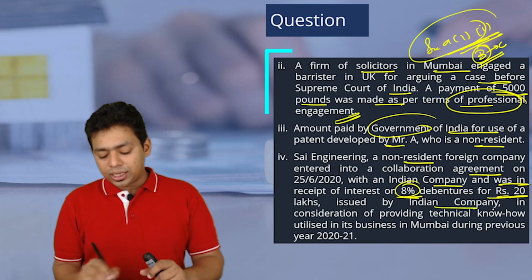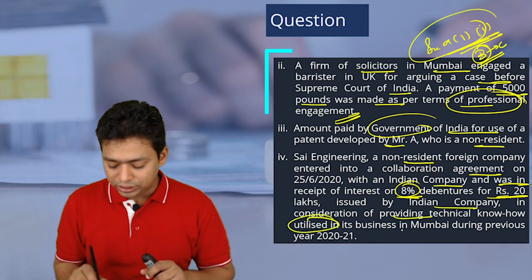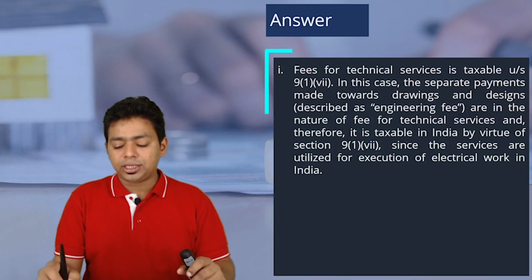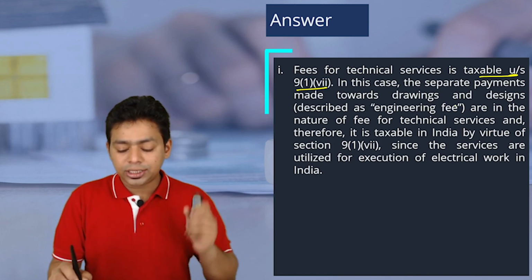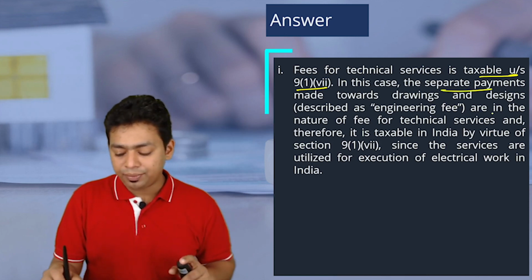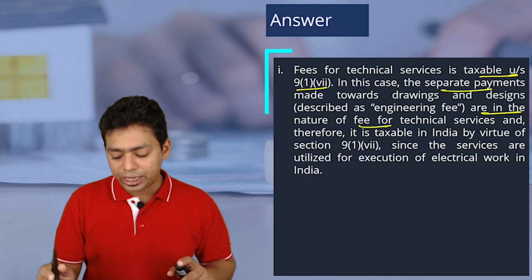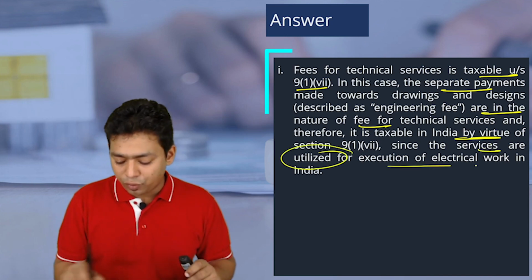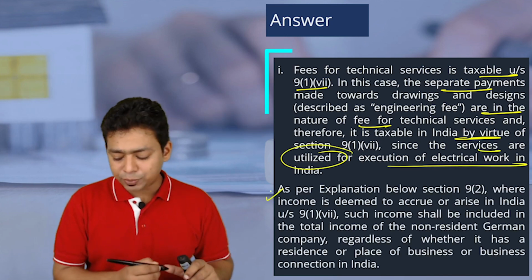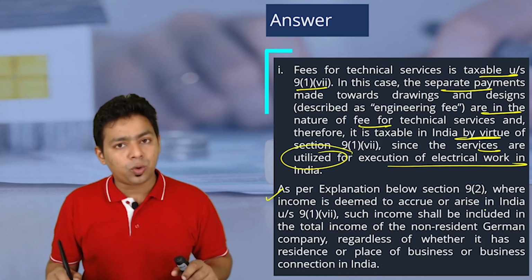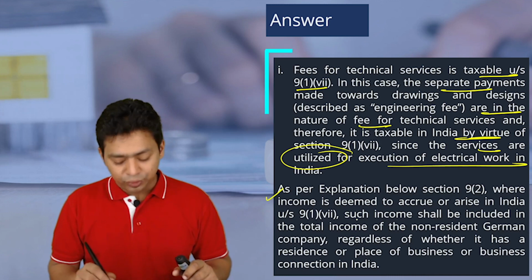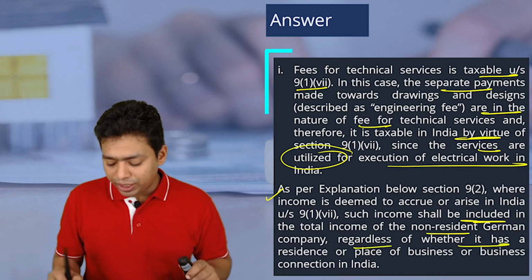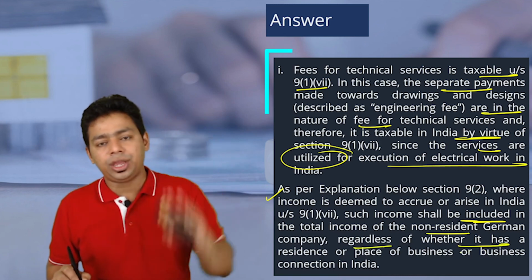Issued by the Indian company in consideration for providing the technical know-how utilized in a business in Mumbai during the previous year. Okay. First point, fees for technical service is taxable under section 9(1)(vii). In this case, a separate payment made towards drawing and designing is included in the nature of fees for technical services and therefore taxable in India by virtue of 9(1)(vii), since the services are utilized for electrical work in India. As per explanation below 9(2), where income is deemed to accrue or arise in India under section 9(1)(vii), such income shall be included in the total income of a non-resident German company, regardless whether it has a residence or place of business or business connection in India or not.